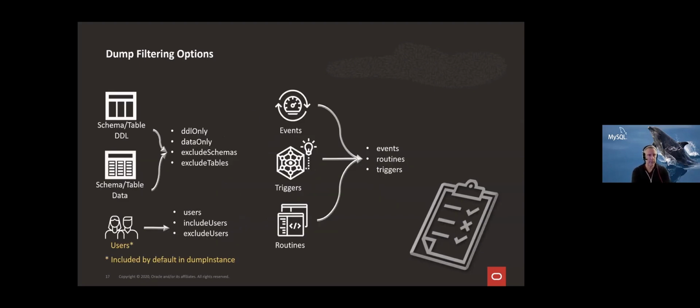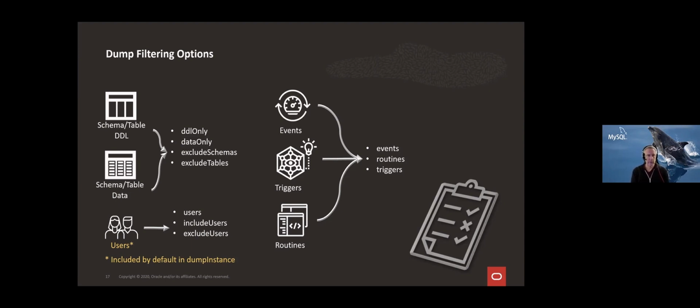Also, you can specify tables or schemas that you want to dump. Maybe there are specific ones you want to dump and others you want to exclude. You can also dump only the DDL. If you don't want to dump the data, but you still want to have the same template, so to speak, in the Oracle Cloud, you can just dump the DDL and recreate it.